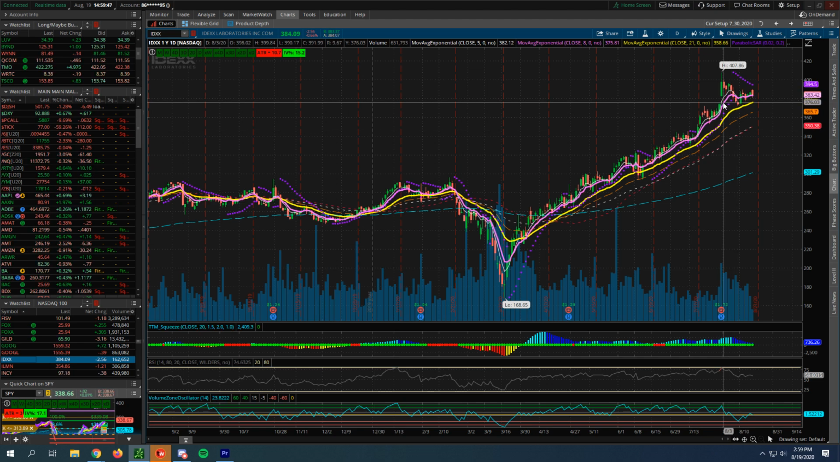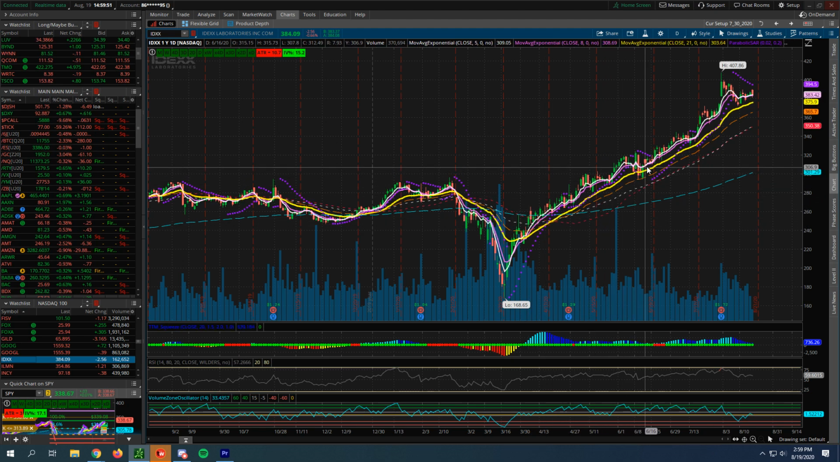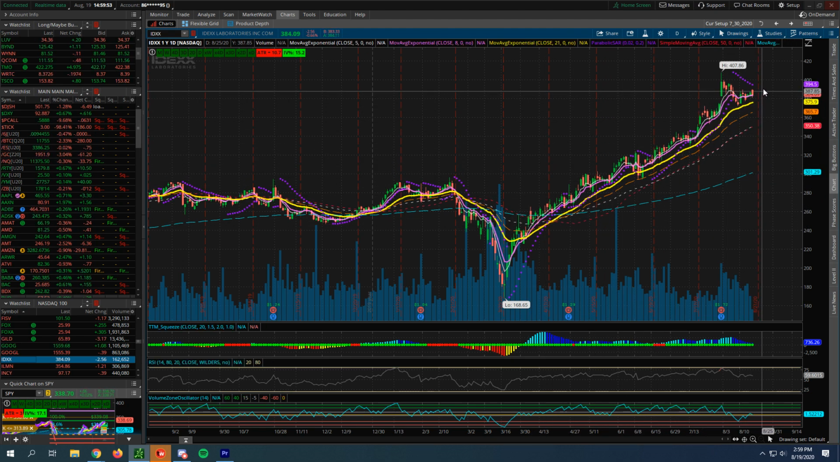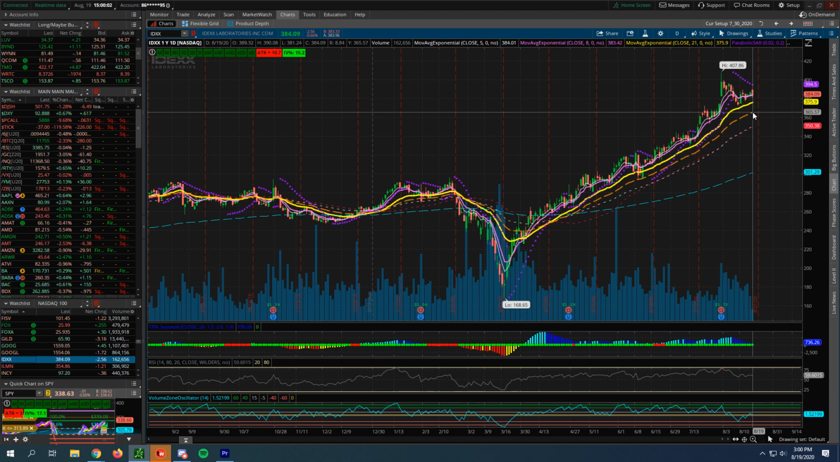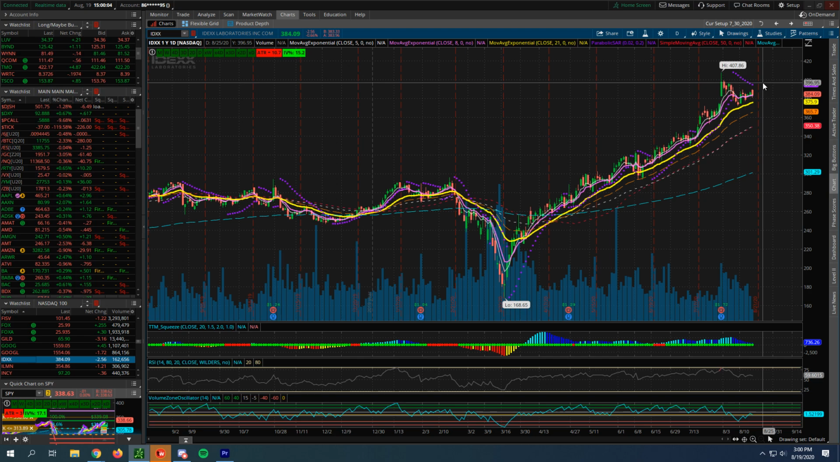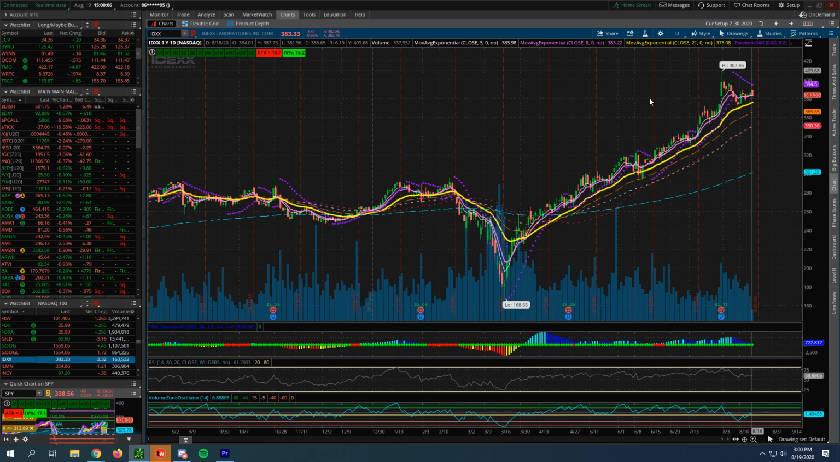IDXX. This is a pretty stock if you've ever seen it. This thing is just a steady eddy, holding that 21 and 34 EMA, just continuing to grind higher. Potentially seeing a slowdown here and resting with that move sideways. Downward support is really looking around 365. Overhead, we're really looking to start seeing above that $400 price target.